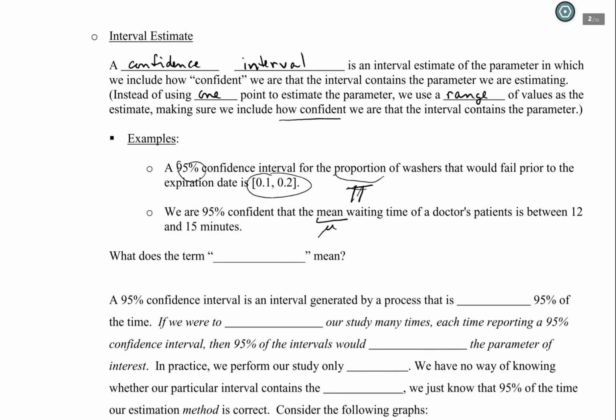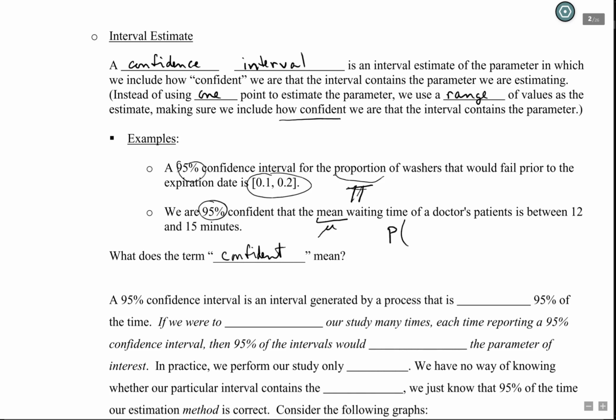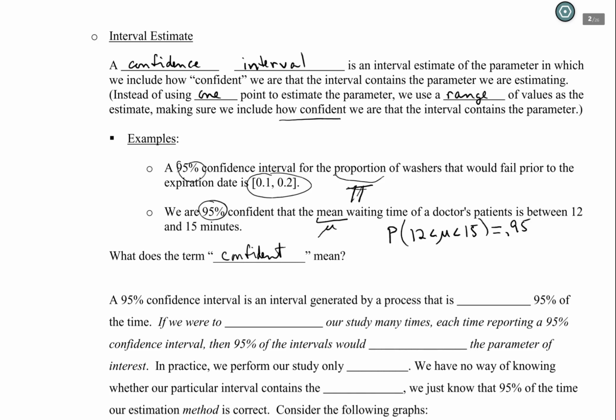Okay. So what do we mean when we say confident? Both of these have 95% confidence. What does that mean? Well, let me first tell you what it doesn't mean. If we think of the second example, at first glance you might think that statement means that the probability that mu is between 12 and 15 is 0.95. So you think of confidence as probability.